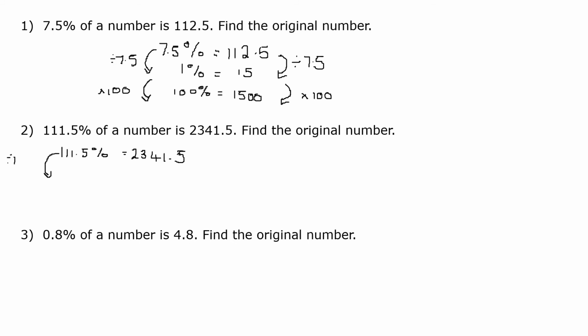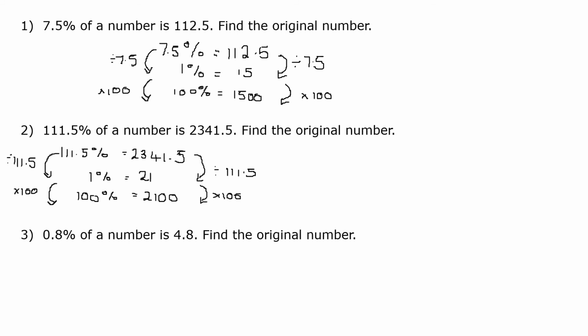Going to divide both sides by my percentage, so by 111.5. That's going to give me 1% is equal to 21. And I'm going to multiply both sides by 100. And that's going to give me 100% on the left-hand side and 2,100 on the right-hand side.